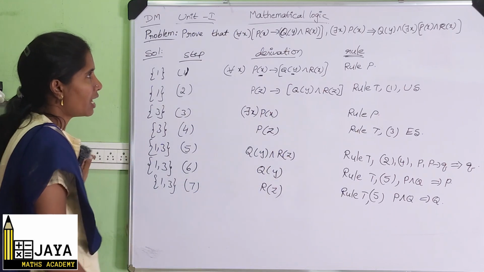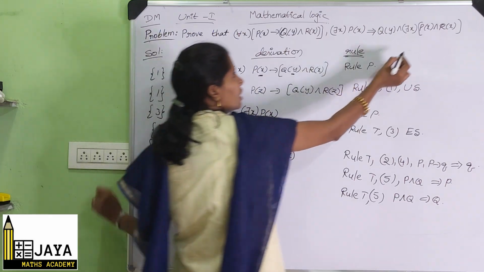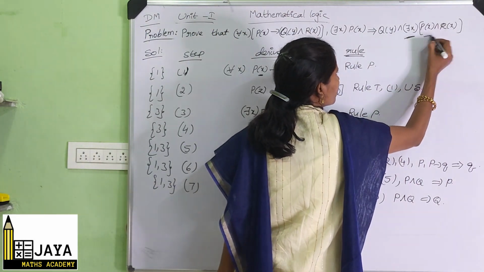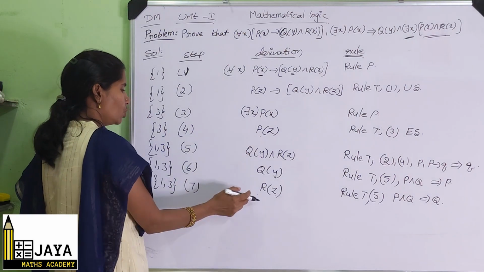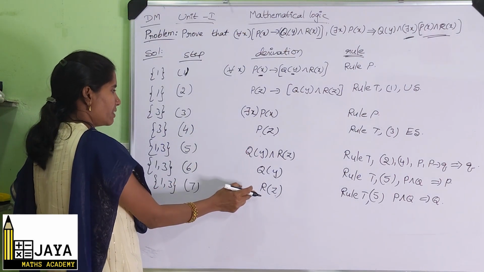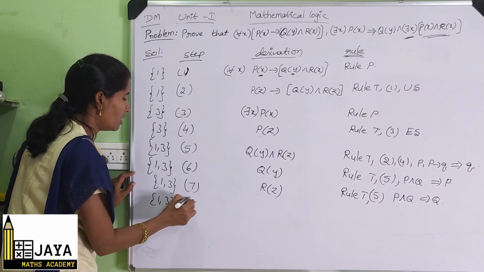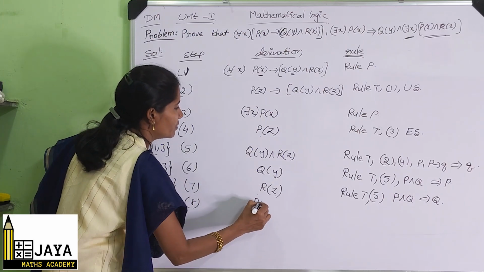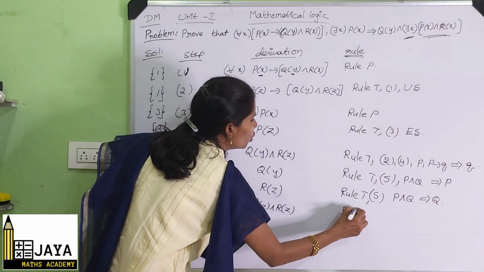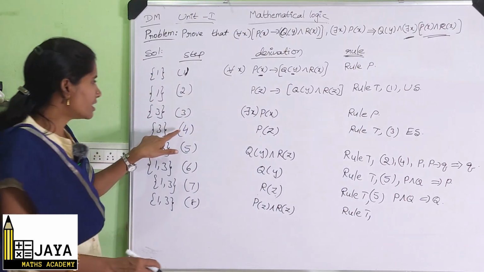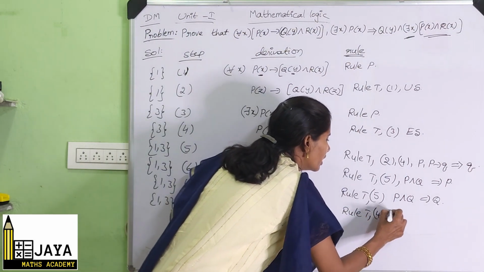So what do we want? P of x. Here p of z is there, r of z is there. We want there exists x, p of x and r of x. So by using these two we can write, 4th step and 7th step. The premises are 1, 3 only. So the 8th one, from this p of z and r of z. This is also rule T. So what steps? 4th and 7th we are using.